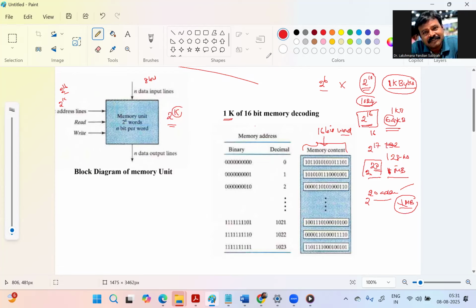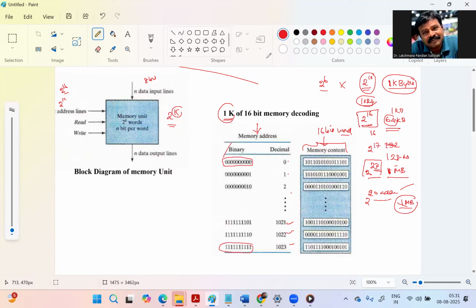Now we have the address line, 1024, so 2 power 10, meaning 10 bits in the address line. The addresses run from 0, 1, 2 up to the last one, 1023, with the corresponding values in between.